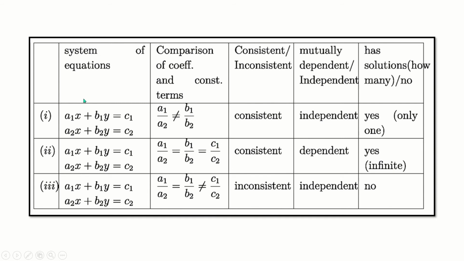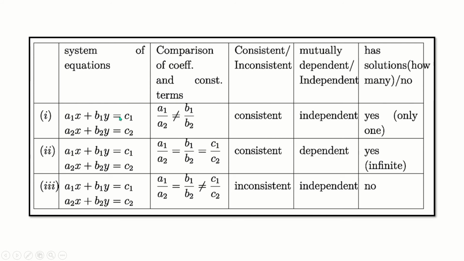Okay, then these two equations will be consistent, mutually independent, and have a solution that will be only one. That means if the ratios of the coefficients of x and y are not equal, then these two equations will be consistent. Consistent means a solution will be present. Independent: these two equations are mutually independent.